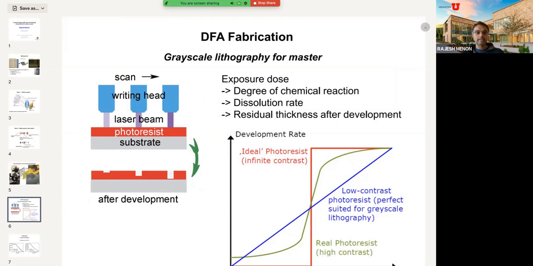We use something called Grayscale Lithography. I'll actually talk briefly about this when we talk about spectrum splitting. But this is an interesting way to make optics. So something you should be aware of, where we use a substrate, which is typically glass. We coat it with something called photoresist. Now, photoresist is just a polymer that reacts to light.